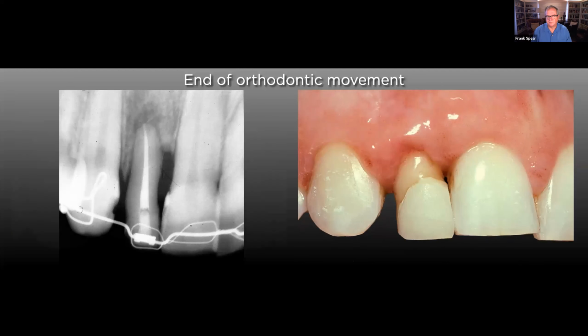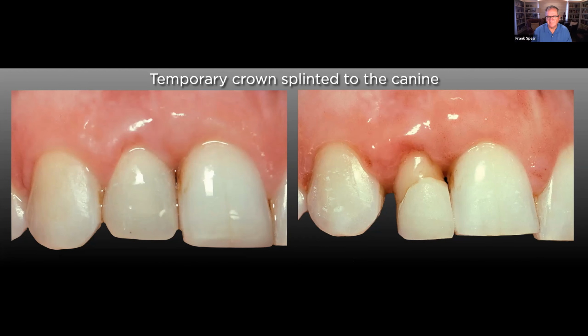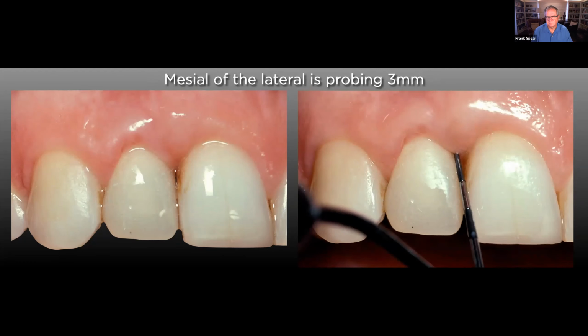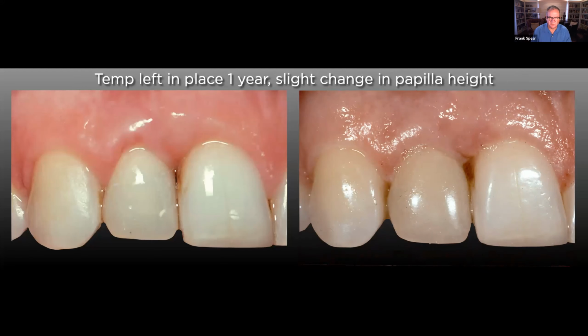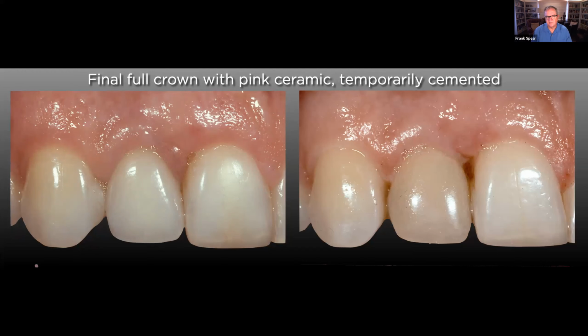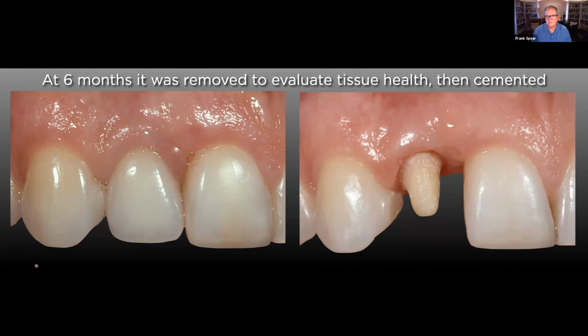Took the ortho off. I put on a provisional. I left it for a year. When we put it on, it was only probing 3. A year later, we lost a little bit of tissue is all. I finished the case, single crown, used a little pink porcelain to make up the papilla. I left it temporarily cemented for 6 months so I could pull it off to see what the tissue looked like under that pink porcelain. That's what it looked like.